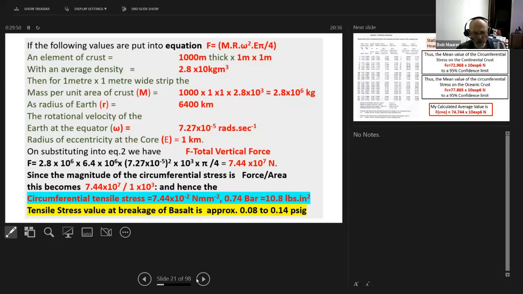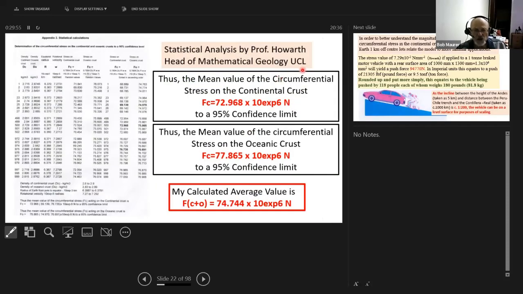I sent this off to Professor Howarth, head of mathematical geology at UCL. At that time, he was also principal editor of the GA, and he did the whole thing again, but he did it with a statistical route. It comes out with the mean circumferential crest is 72 in the first two significant figures. Never mind all that nonsense. And on the crust, 77, the average of the two of them was 74, right in between.